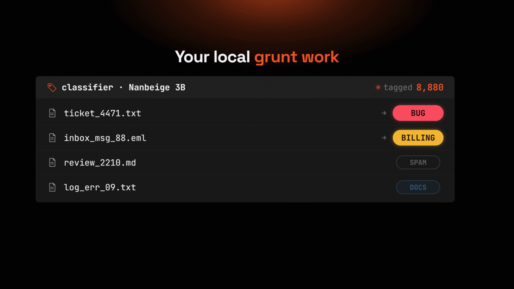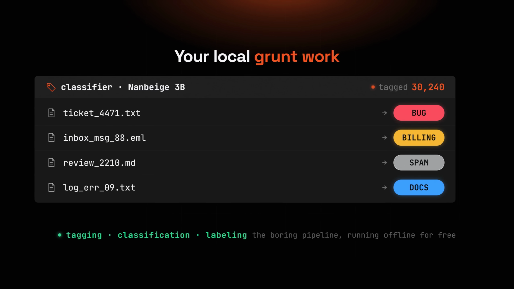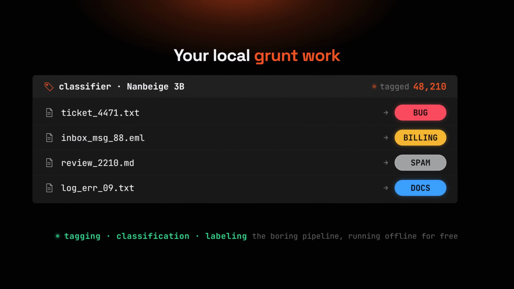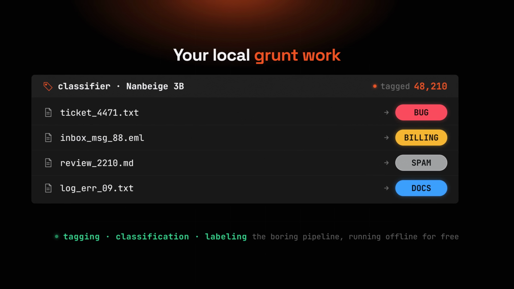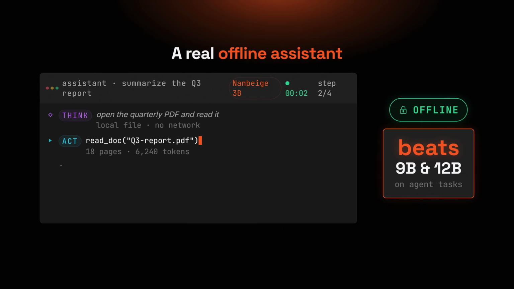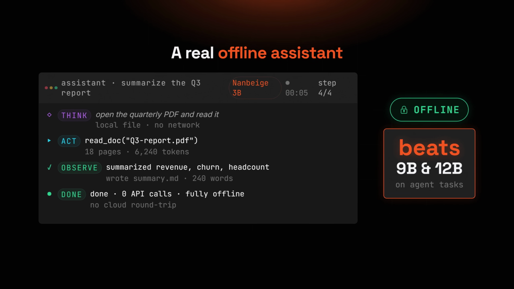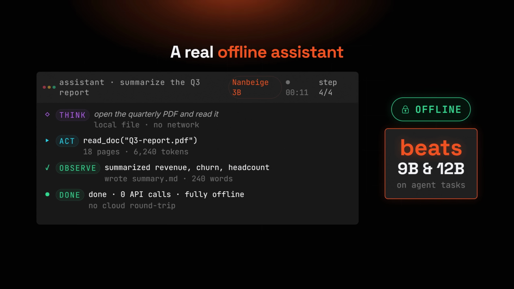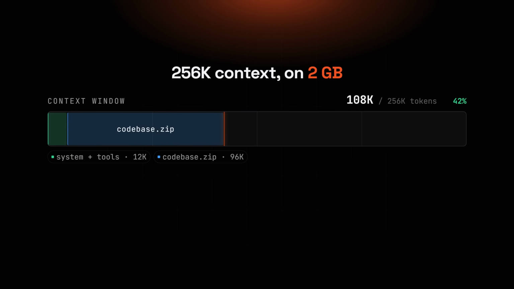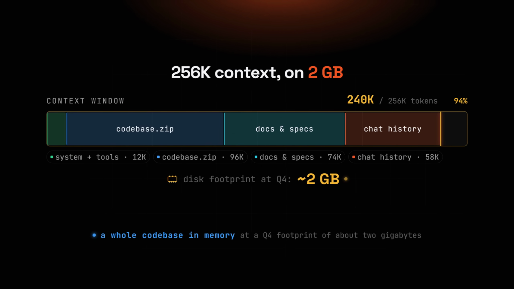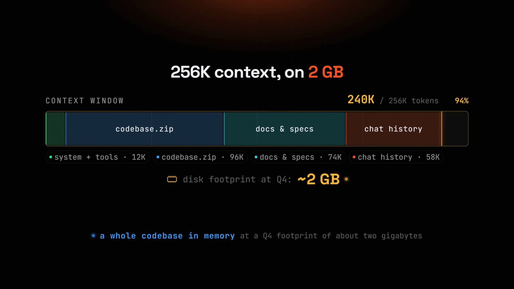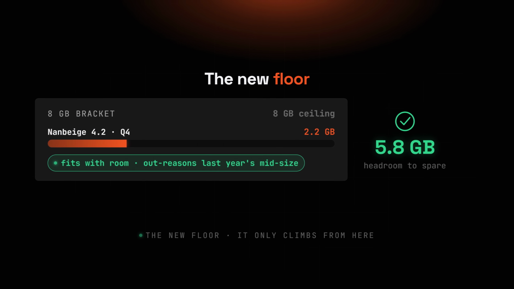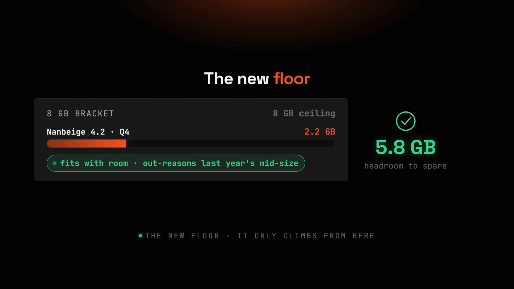So what is it for? Local grunt work. Tagging and sorting your files, classifying support tickets, labeling data, the high-volume jobs where you want speed and privacy, not a giant brain that costs money every call. It is also a real assistant. Point it at a scaffold like OpenClaw, and it will handle multi-step office tasks and deep research, fully offline, and it beats that 9 billion model at those two. It carries a 256,000 token context, so it can hold a whole code base or a stack of documents in its head at once. On 2 GB, no internet, no bill, and it out-reasons last year's mid-size models. That is the new floor. It only climbs from here.